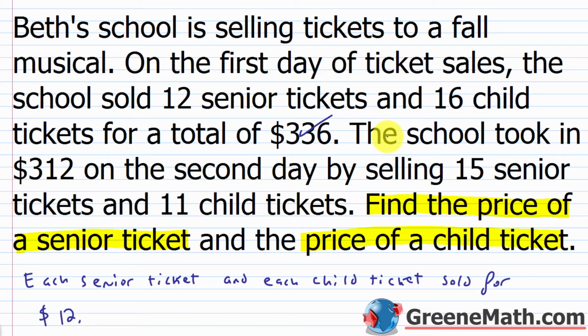Then in the other scenario, the school took in $312 by selling 15 senior tickets and 11 child tickets. So 15 plus 11 is 26. So 26 total tickets that day. And they're again $12 a piece because a senior ticket and a child ticket both sell for $12. So 26 times 12 would give me 312. Right? So they would have taken $312 in that day. So the answer is correct here. Each senior ticket and each child ticket sold for $12.